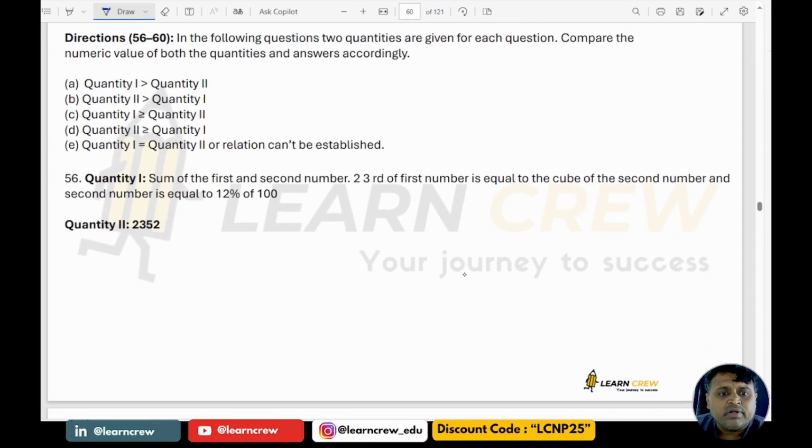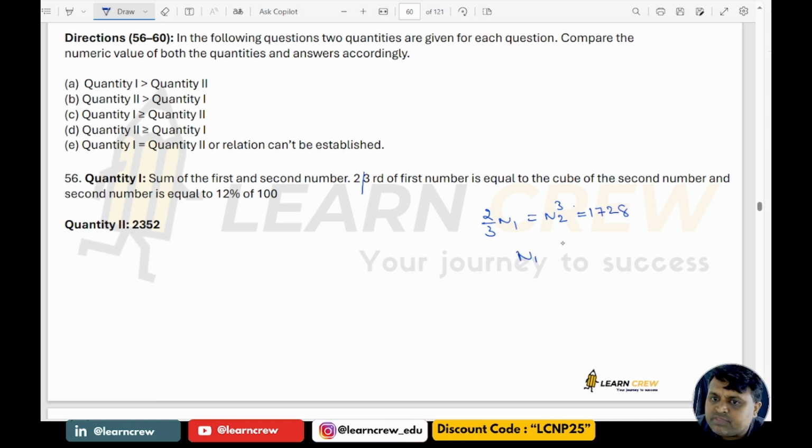Now, quantity based question, see here, 56. What is given? Sum of the first and second number. Two third of the first number is equal to the cube of the second number. Yes or no? So 2/3 of the first number is equal to the cube of the second number, and the second number is equal to 12% of 100. 12% of 100 means 12 only. 12 cube is 1728.